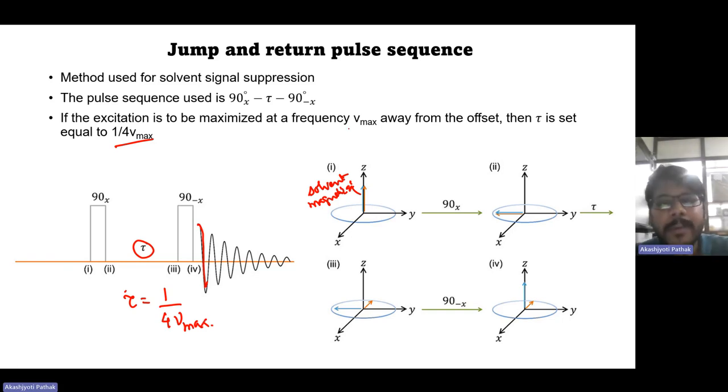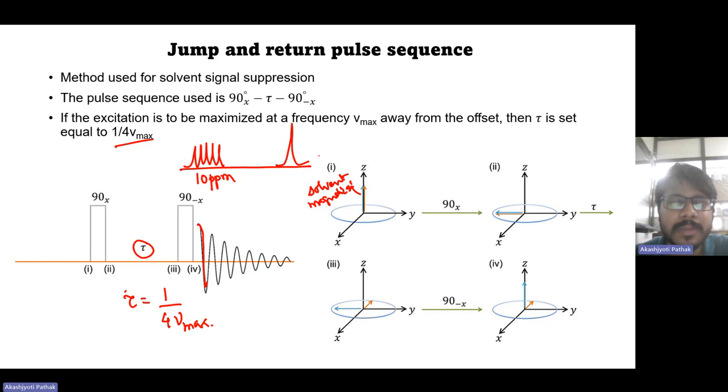And what is nu max? Nu max is the maximum frequency. So for example, you have a sample which is present in a solvent. This sample will have a particular frequency, for example, 10 ppm, and there will be solvent molecules. Because they are present in very high concentration, they will have a larger intensity, and they are present at, for example, 4 ppm. So this is called the offset frequency.